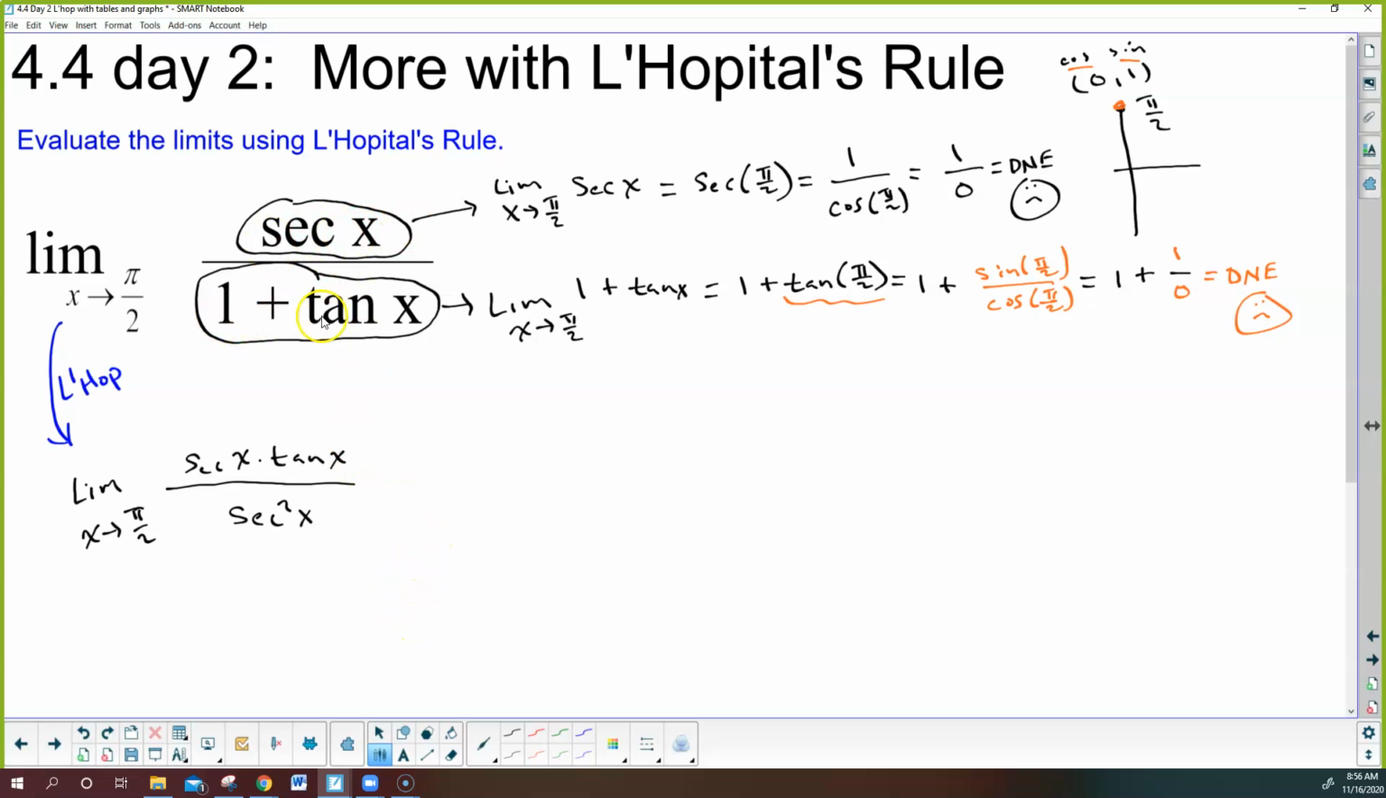Okay, so derivative of the top, derivative of the bottom. But notice something interesting happens here. Algebraically, I have a secant factor on top and I've got 2 on bottom. So I'm going to reduce out the secant with 1 of the secants on bottom. And if you want, you can rewrite this just so it looks a little nicer. So what do I have? I have tangent over secant.